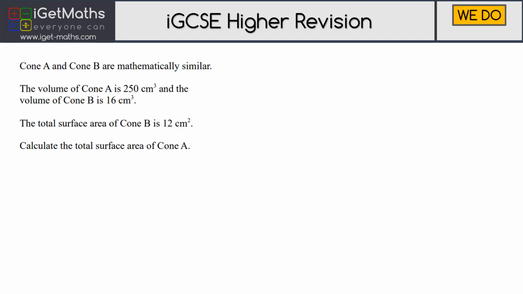Cone A and cone B are mathematically similar. The volume of cone A is 250 centimeters cubed, and the volume of cone B is 16 centimeters cubed. The total surface area of cone B is 12 centimeters squared. Calculate the total surface area of cone A. So I'm going to do a sketch of cone B being the smaller cone, which has a volume of 16, and cone A being the larger cone, which has a volume of 250.